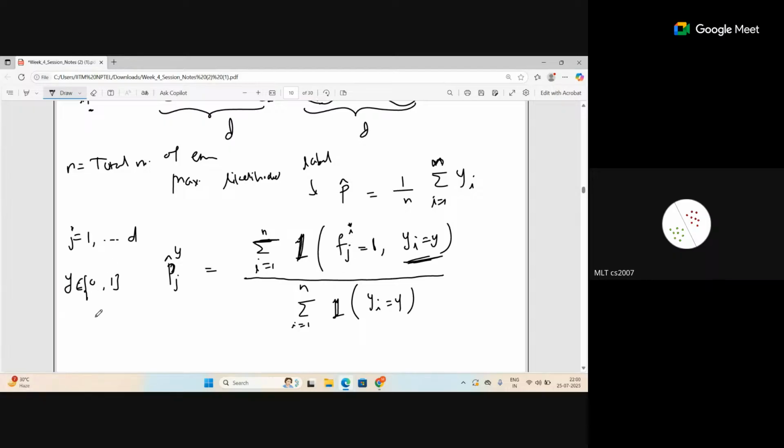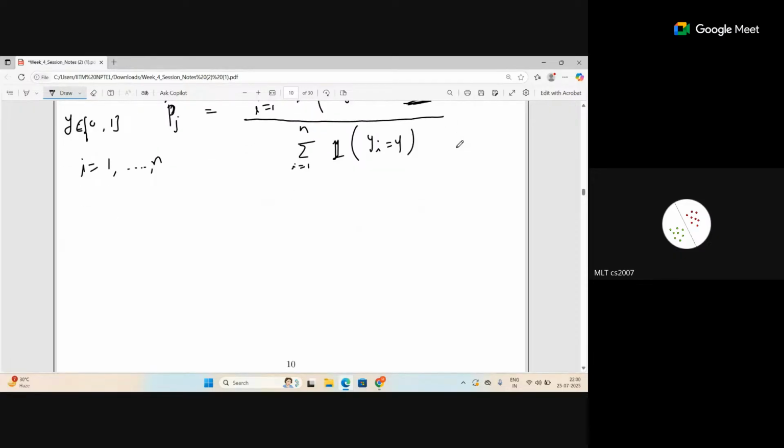J goes from 1 to D, and i will go from 1 to n. For each and every data point, it is calculating the j value, right? So what we are saying is, I'll give you a simple small example, and then we'll try to understand that.